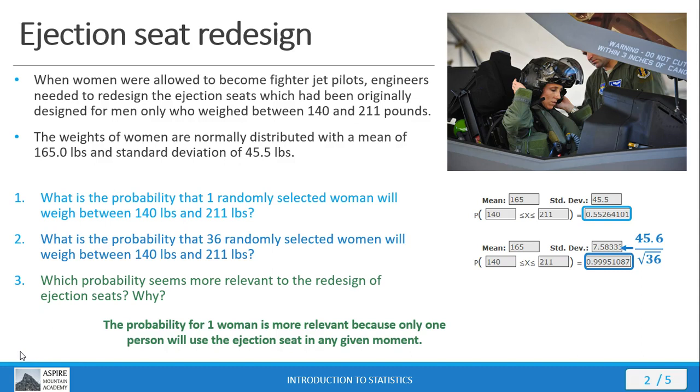You might select 36 to sit in turn in the seat, but even with that, there's only 1 person sitting in the seat at any one time. And so it has the same effect of just selecting 1 person randomly. And so that's going to be the probability that's more relevant.